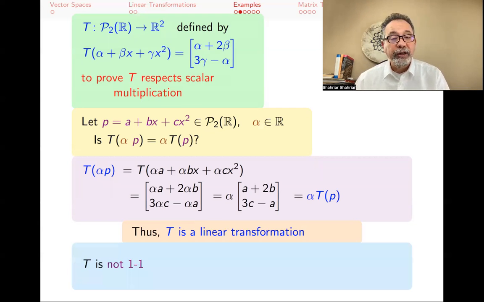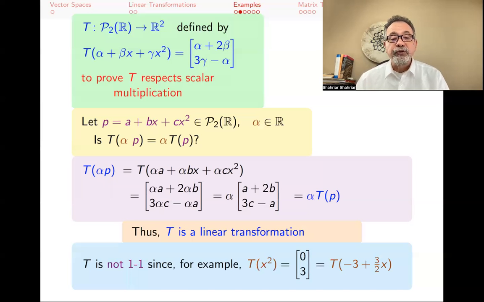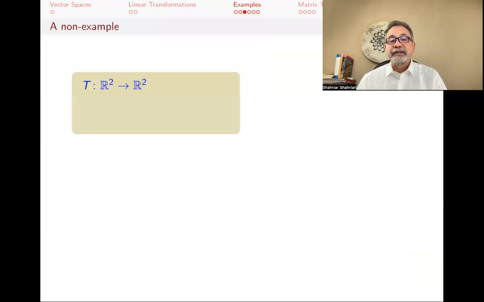T is not one-to-one. For example, if you take T of x squared, that means that alpha and beta are 0 and gamma is 1. You get (0, 3). But you get the same thing if you put T of minus 3 plus 3 halves x. If instead of alpha you put minus 3, and instead of beta you put 3 halves, and you put gamma equals 0, then you get (0, 3) again. So this map is not one-to-one. So this is not an isomorphism, for example, but it is a linear transformation. Okay, so let's look at another example.